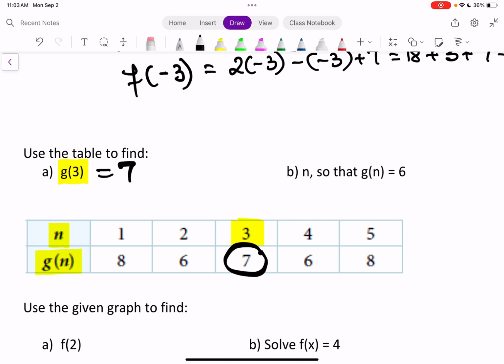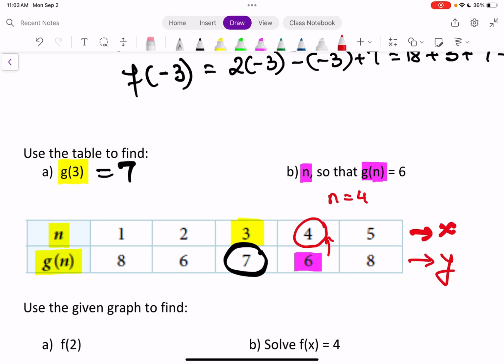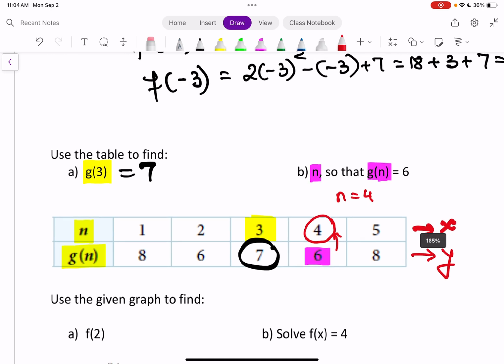In this problem, we're going backwards. It says find n, so the g of n is 6. That means we're right here, and we want to know what n value goes with it. The n value that goes with a g of n of 6 is 4. So we can read that these are my x's and these are my y's, which can very well be renamed to other variables.